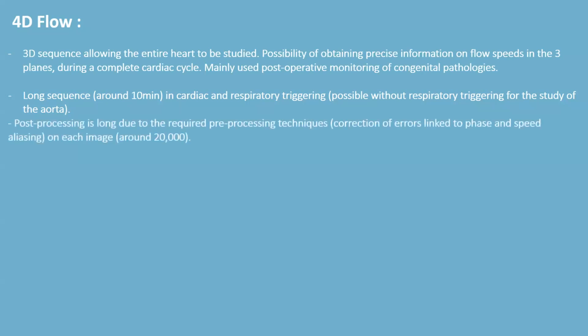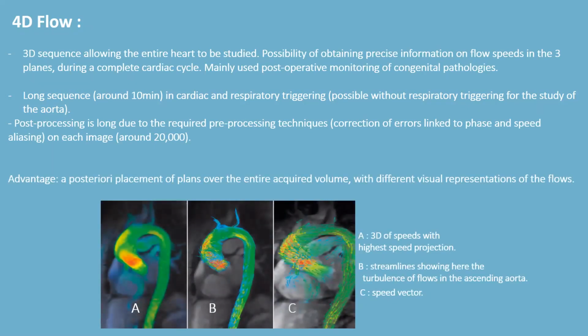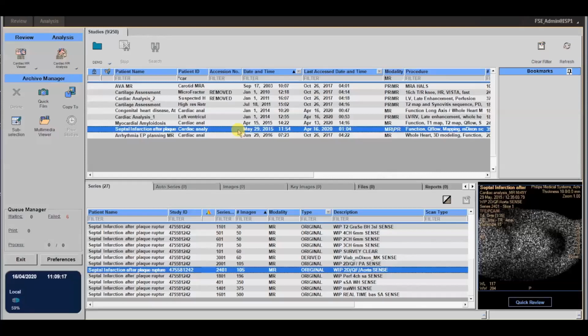planes. The post-processing is long due to the required processing technique: correction of eddy-current-related phase errors and velocity aliasing on each image. We can do this post-processing, for example, by using Circle or something like this. In Philips, we have a collaboration with P. We work with CAD-Flow.